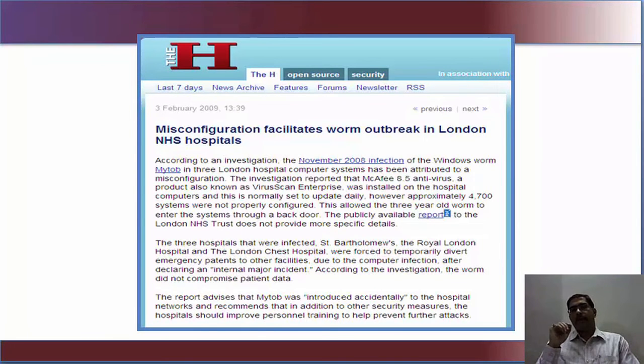This is another example, of a misconfiguration which facilitated a worm outbreak in a London hospital. Again, misconfiguration, we spoke about it just a few seconds ago. People fail to understand the implications of security issues. Security is only the last option for organizations. They say my priority is not security. My priority is to see that I develop this software and sell or implement it.